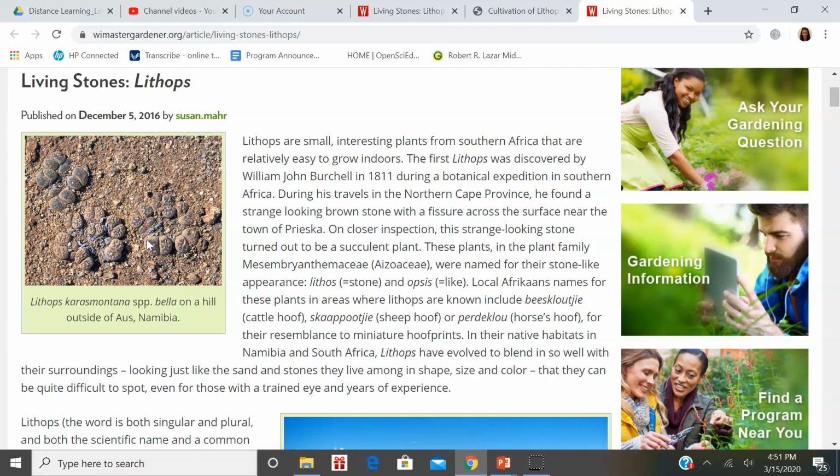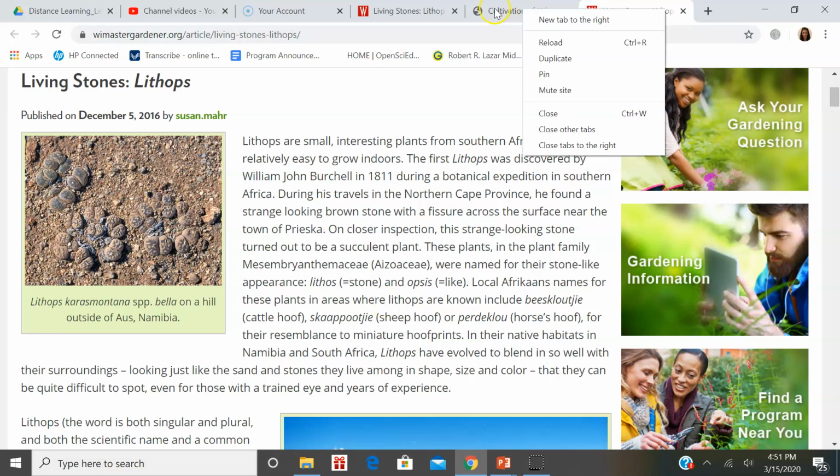So while the Lithopodius in the video was an animal, these stones are actually plants. Lithos means stone and opsis is like. These plants are just like stones. But why do they need to look like stones?